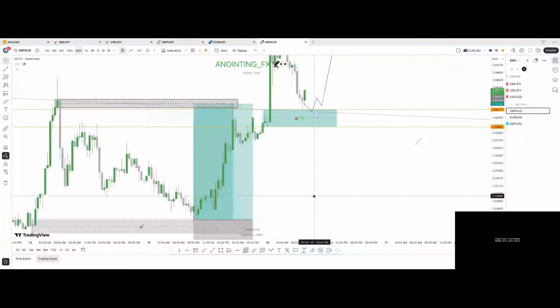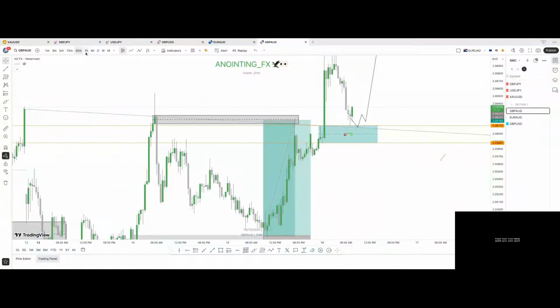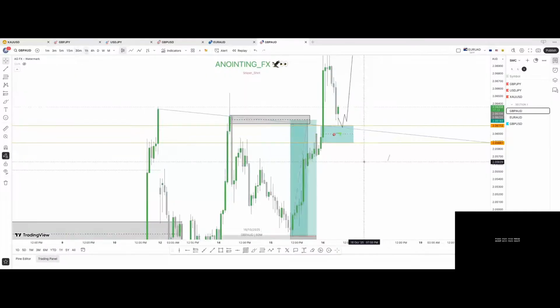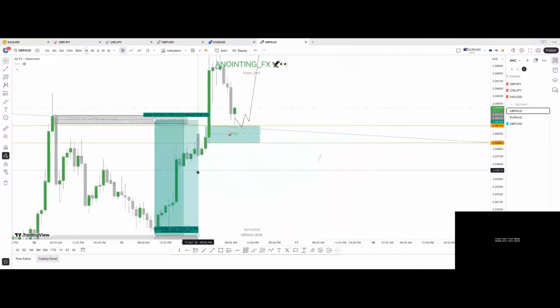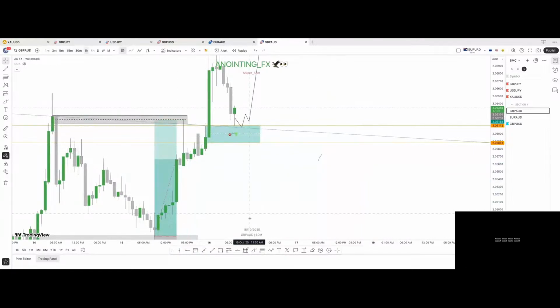Okay, so I marked that on the 1 hour time frame. This was the initial. Let me take this off. Right, this was the mitigation. The mitigation was this week. Okay, price went to tap in and then drop.